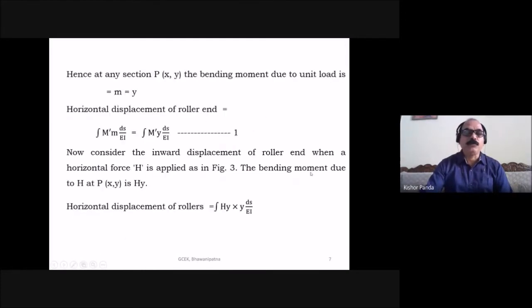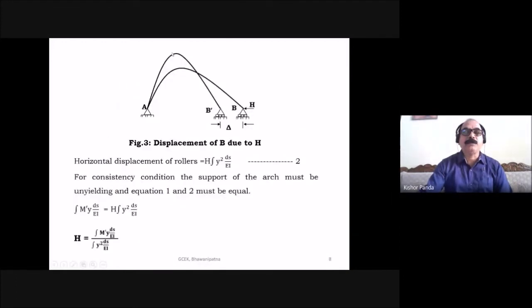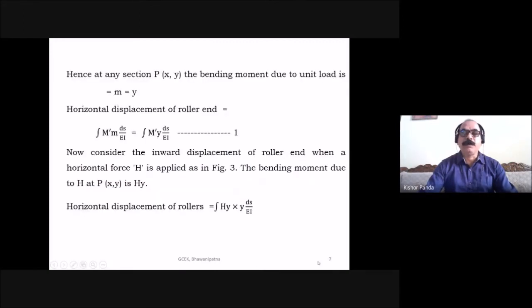The bending moment due to H at P(x, y) is Hy. What is the bending moment? When you apply the horizontal force, an inward displacement delta takes place, and due to this, what is the bending moment at P? The force you are applying is capital H, and the perpendicular distance is y. So capital H into y is the moment at the point P. The bending moment due to H at P(x, y) is equal to Hy.